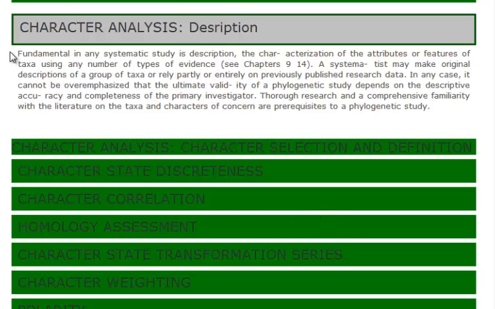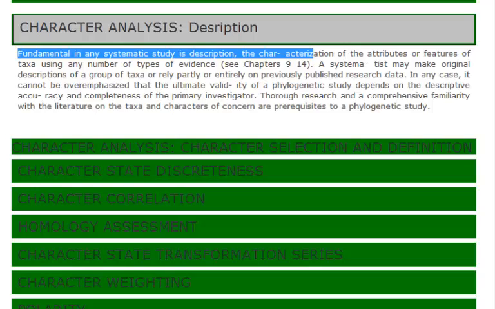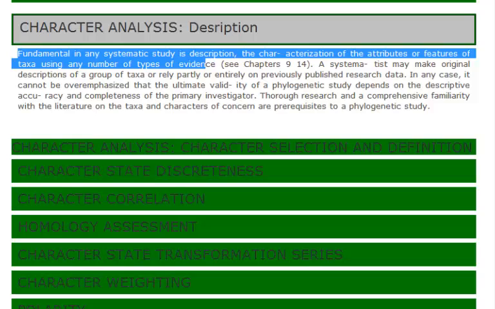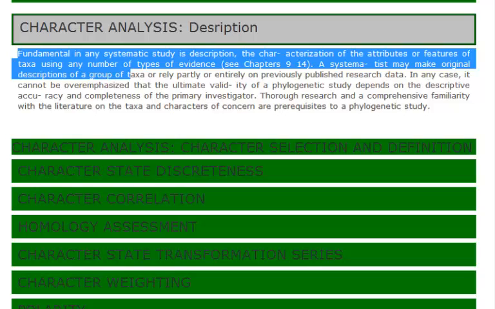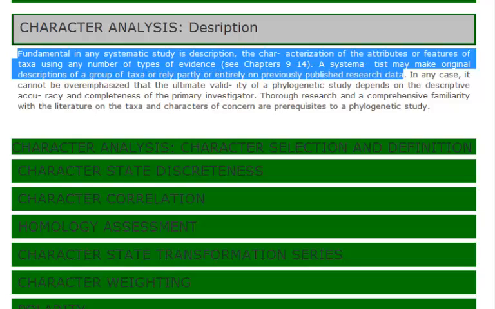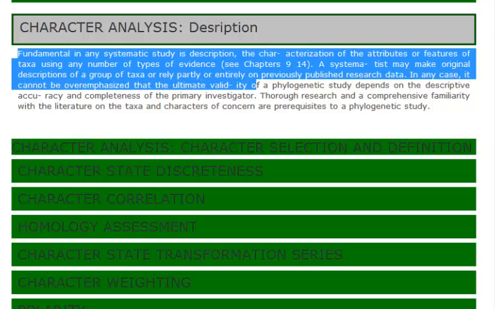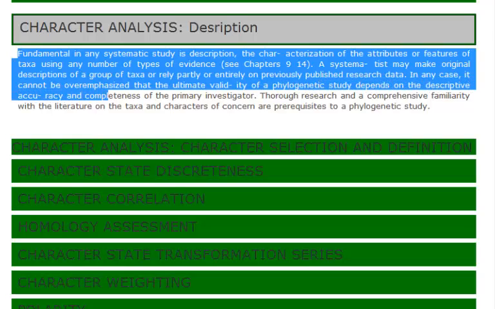Character analysis. Description. Fundamental in any systematic study is description, the characterization of the attributes or features of taxa using any number of types of evidence. A systematist may make original descriptions of a group of taxa or rely partly or entirely on previously published research data. In any case, it cannot be overemphasized that the ultimate validity of a phylogenetic study depends on the descriptive accuracy and completeness of the primary investigator.